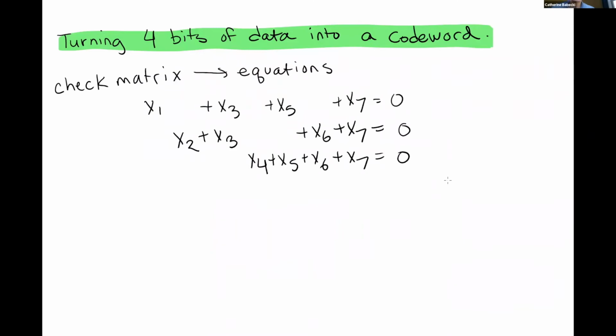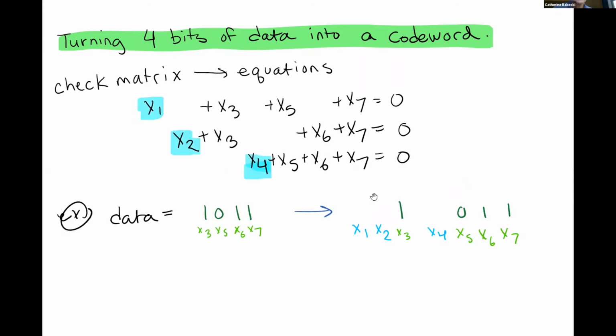So how do we take these magical 4 bits of data and turn them into a code word? Well, that parity check matrix gives us a set of linear equations. We know our code words have to be in the kernel of that matrix. So if we write it out, the first row gives us this equation, the second row and the third row give us the rest.